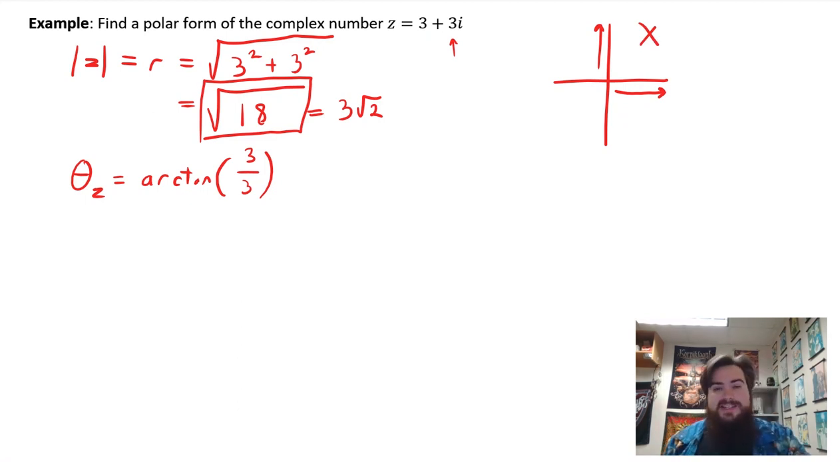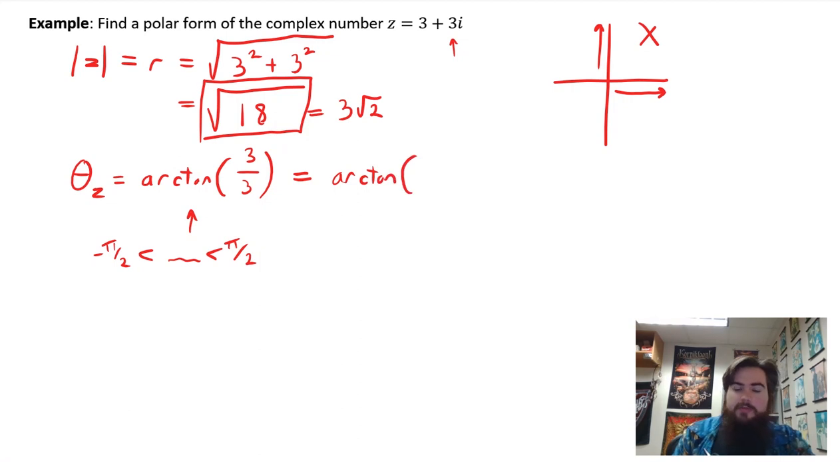Thankfully, arctangent is defined to be an angle measure between negative pi over 2 and pi over 2. So this will give me an angle measure in quadrant 1 between 0 and pi over 2. So I do not need to adjust anything. However, I should be able to calculate this.